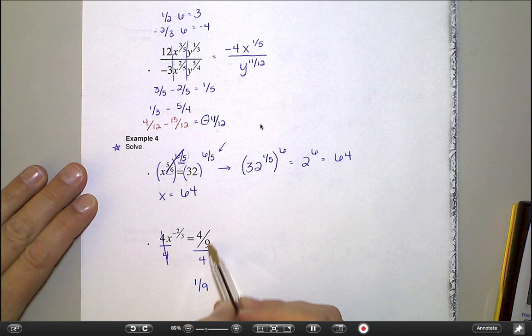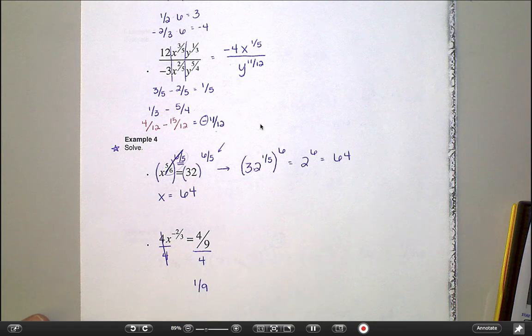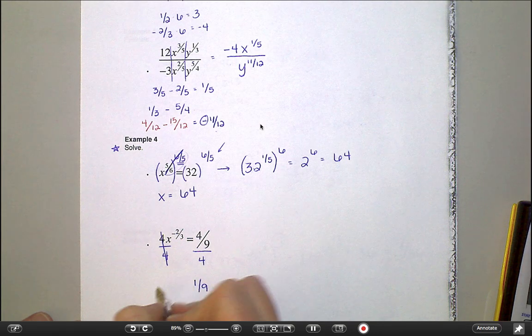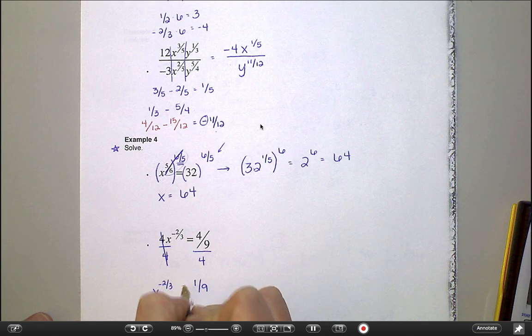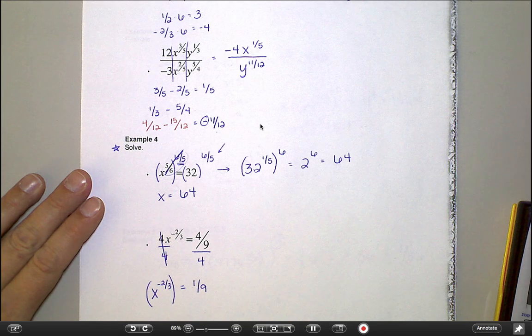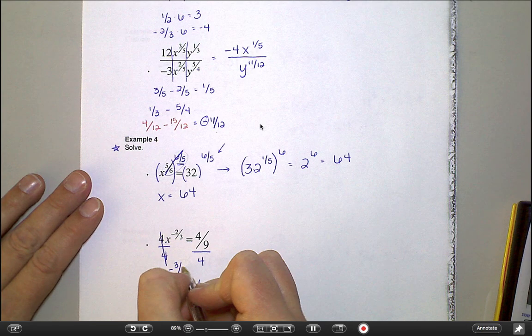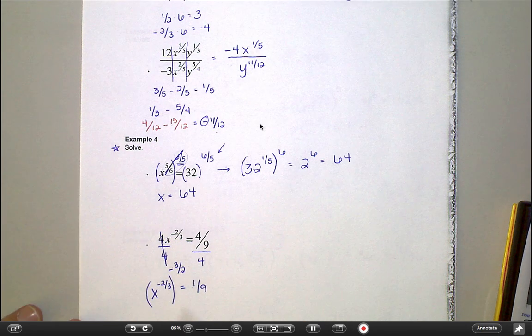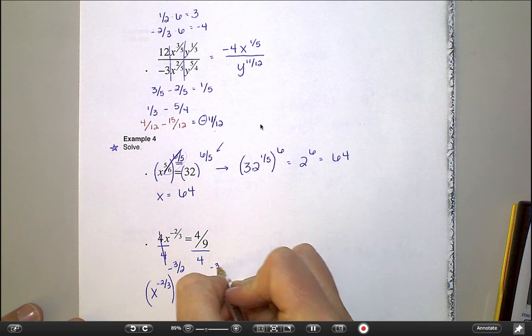You have 4 of something, you have 4/9, and then you divide it by 4, so you're going to have 1 of those remaining. And then this would be x to the negative 2/3 equals 1/9. Now to get rid of this, I'm going to raise to the power of the reciprocal, but I do want to make it negative, because the two negatives will cancel each other out as well. So the 3/2, the 2/3, those cancel, and the negatives cancel. So over here, I want to go to the power of negative 3/2.